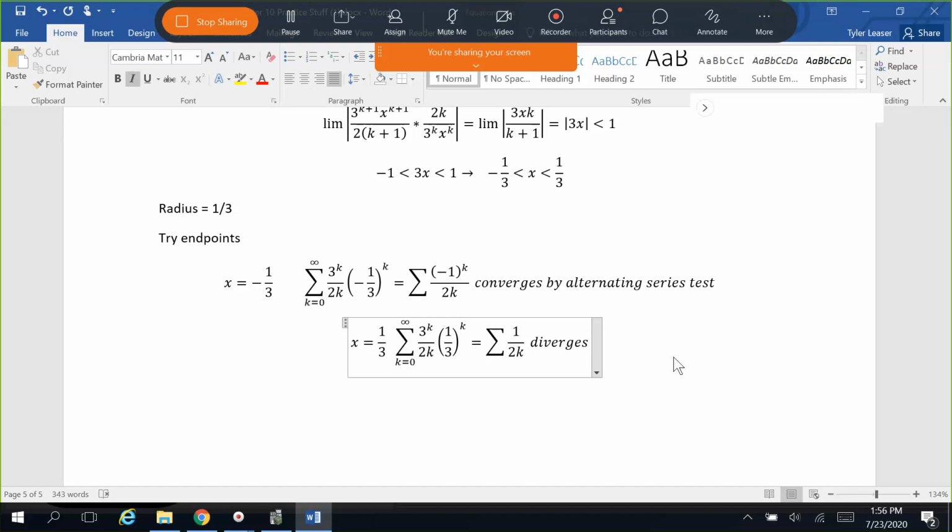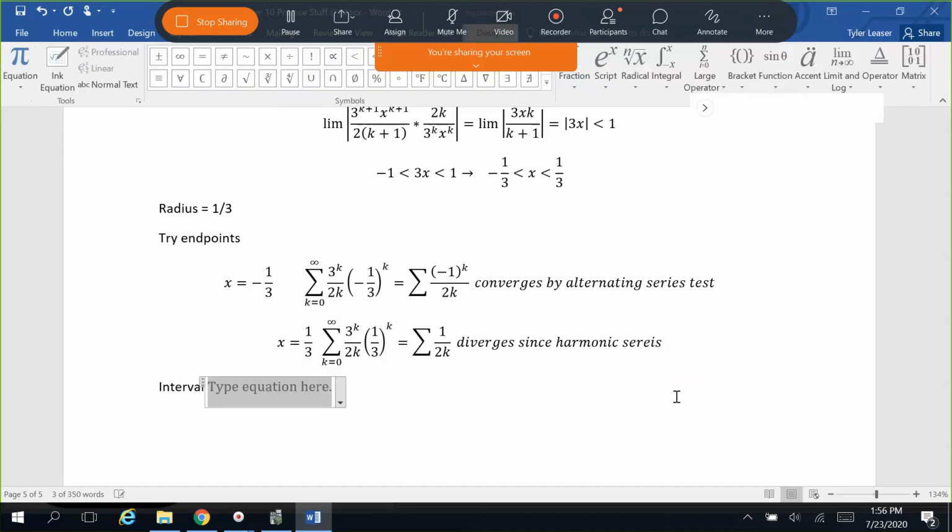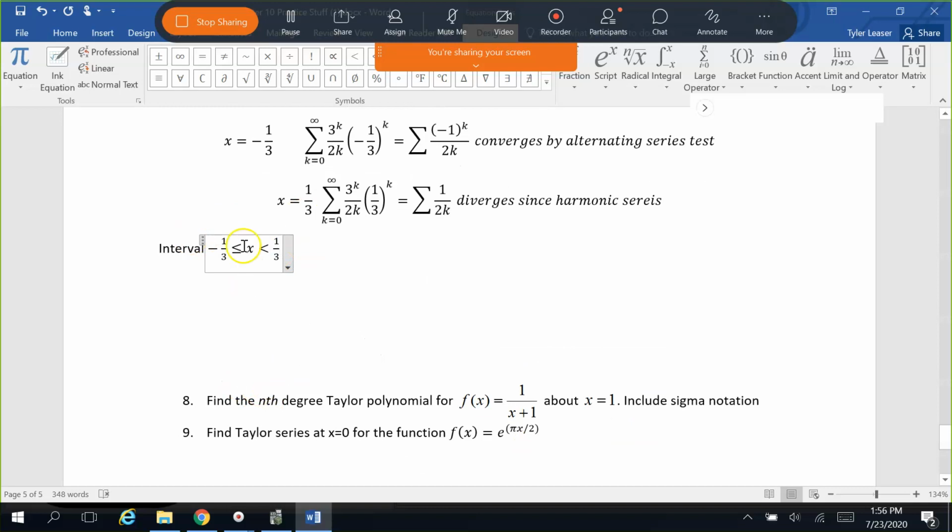It doesn't matter if you multiply by a number. Multiplying by a number is never going to stop something from diverging. So it still diverges since it is a harmonic series. All right, so finally, that means that we can write out our interval. Our interval is going to be -1/3, but including -1/3 to positive 1/3, not including the positive 1/3.